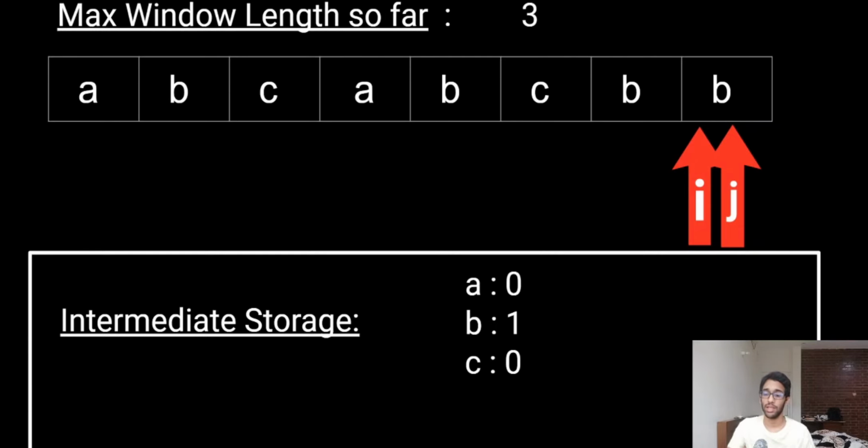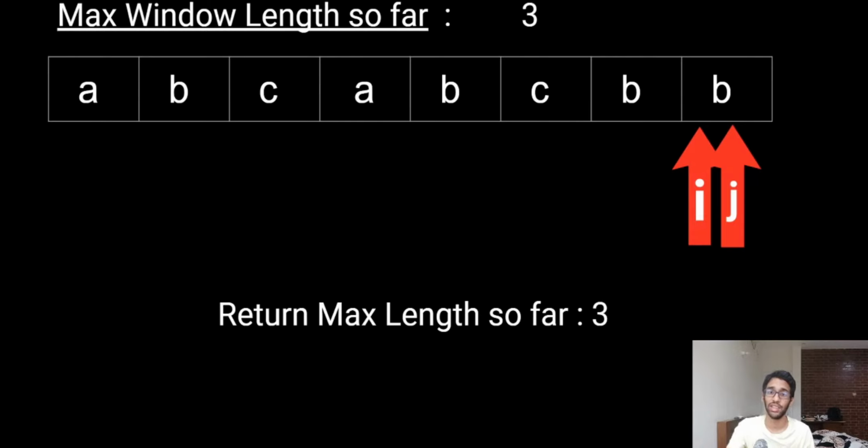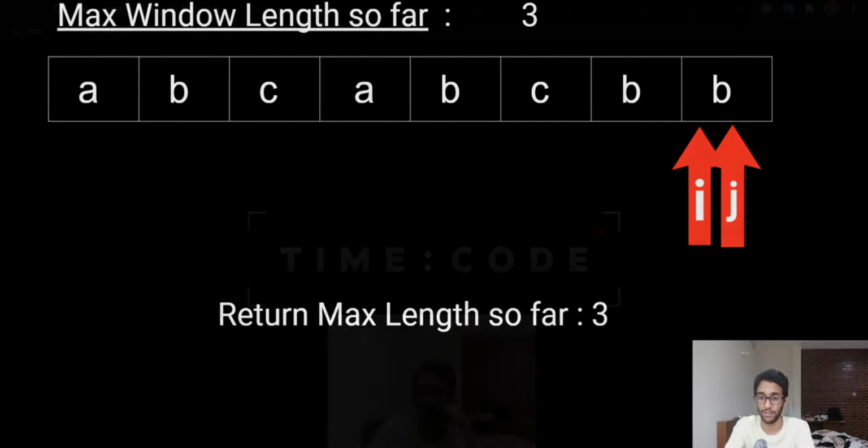Then we have to return the window length so far, which is 3, as required by the question. The complexity to solve this is just O of n, because we just have pointer I and pointer J, and we have just one pass, because J is moving from the 0th index to the last index, and I is moving from the 0th index almost till the last index. So it's a completely O of n time complexity solution.